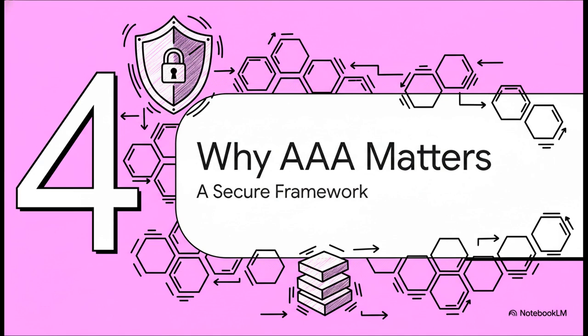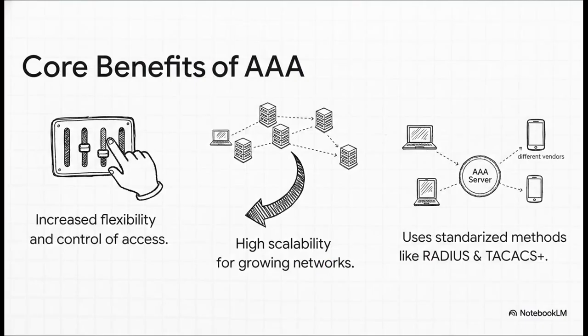Okay, so we've covered the what and the how. Let's wrap this up with the most important part: the why. Why is this AAA framework so incredibly critical for any secure network out there? The benefits really boil down to 3 main things. First, you get incredible flexibility and control over who does what. Second, it's highly scalable, so your security can actually grow right alongside your organization. And finally, because it uses standard protocols, gear from all different vendors can work together seamlessly.